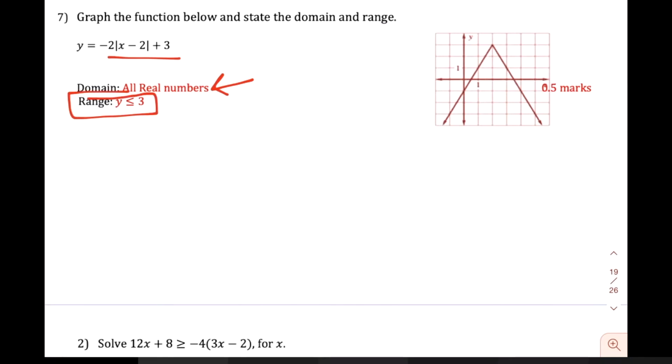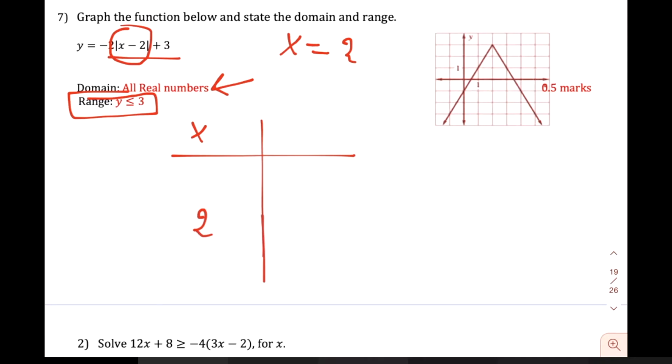And if you remember, we draw a table for this. If you remember, use what makes this 0, which is x equals 2. And I put it in the middle. This is your x. This is your 2. Okay. And then for x equal 2, I get my vertex for the graph.